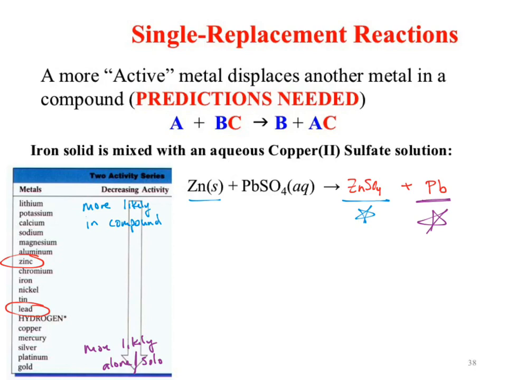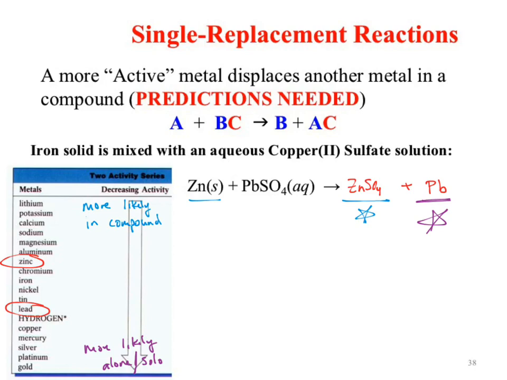What does zinc decide to do? It wants to be in a compound, so what does it do? It kicks lead out and becomes a compound. Does this chemical reaction occur? Yep, that's where it's favored to be. This is a favored chemical reaction. We've now used the activity series to predict that this reaction does occur.